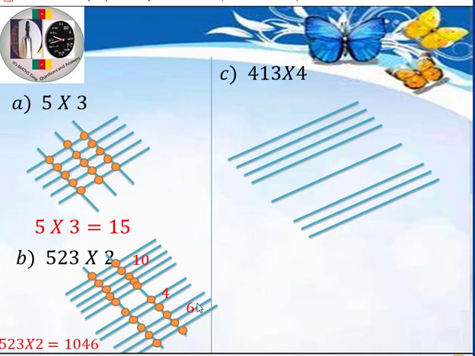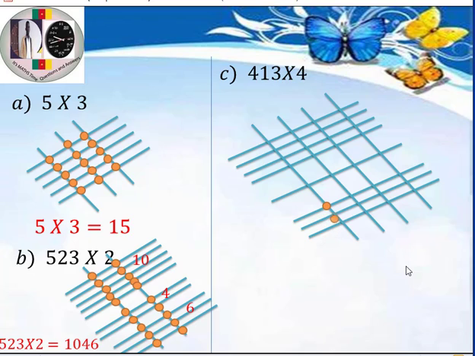We are multiplying those numbers by what? 4. So we cross 4 lines on them, 1, 2, 3, 4. So we begin by counting the intersections of these 4 lines with the number 3. So how many lines are there? How many intersections are there?